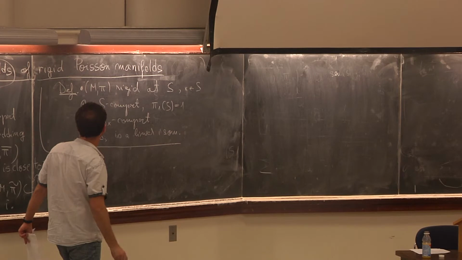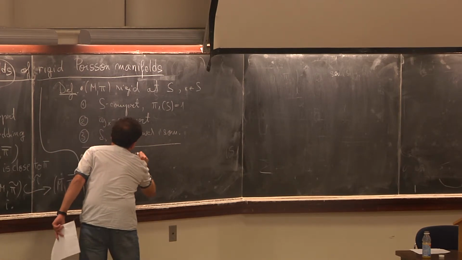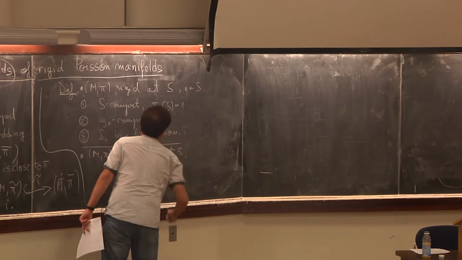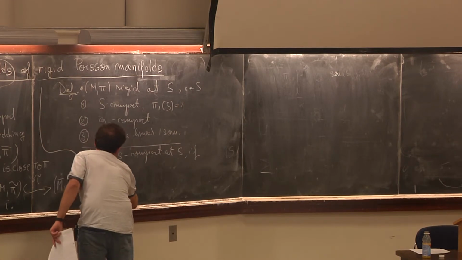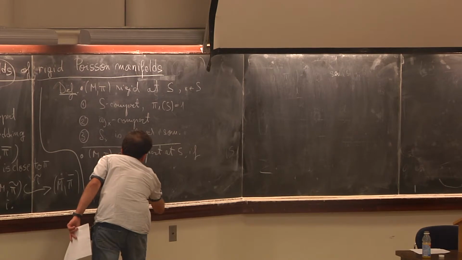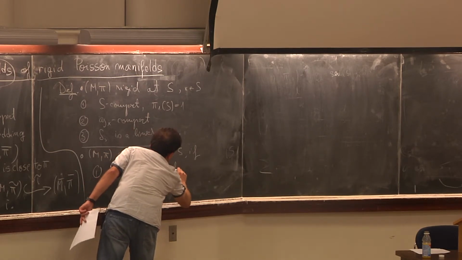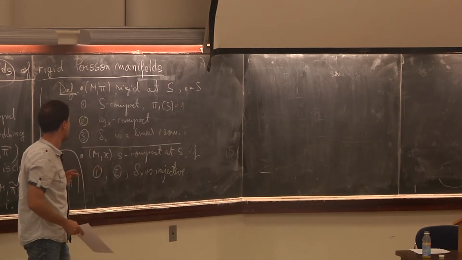And the second I will call M pi S compact at S if conditions 1 and 2 hold, and also instead of 3, I'll only assume that delta x is injective. Right, which means that maybe you don't have all the directions.